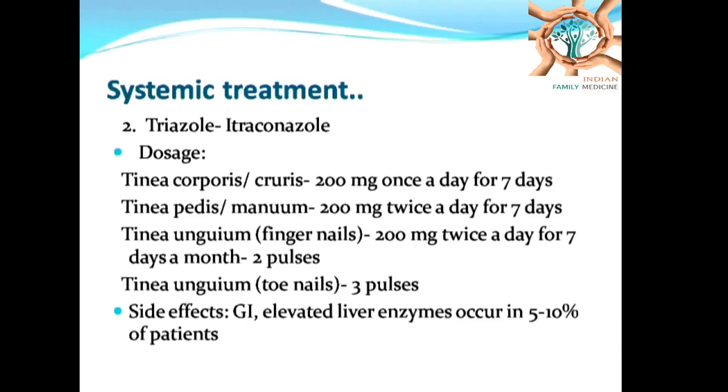The other drug that we frequently use for the treatment of tinea infection is itraconazole. The dosage of this for tinea corporis and tinea cruris is 200 milligrams once a day for 7 days. If you're treating tinea of the feet or the hands, you need to give 200 milligrams twice a day for 7 days. If you're treating fingernails, then the way to give it is in the form of what we call pulse therapy. You give it as 200 milligrams twice a day for 7 days a month, 2 pulses of this for fingernail infection and 3 pulses of this for toenail infection.